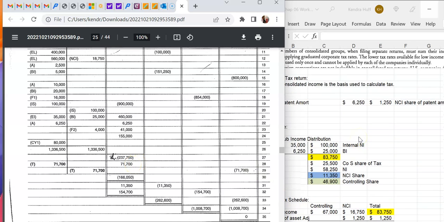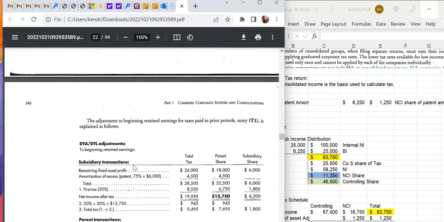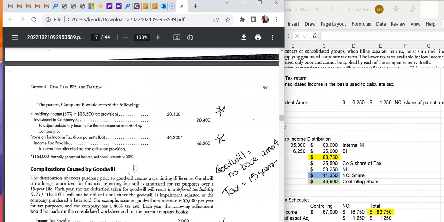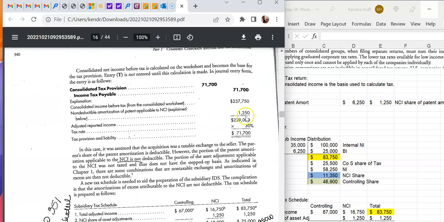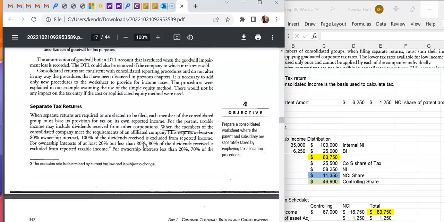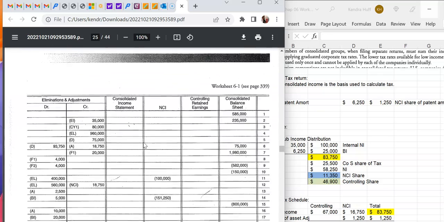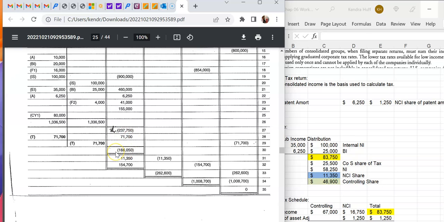So here's the 7170. That was just the 237 times the 30%. That was from this up here. These things are too far apart. It's annoying. Right here. You did the 237,750, added back the NCI share of non-deductible amortization, then times the 30%, and that was a 7170 of income taxes. You would also make this entry for it as well. And then that's the 7170 that's subtracted out to get to the consolidated net income, and then 11,350 that goes to the NCI, and then the rest goes to the controlling interest.